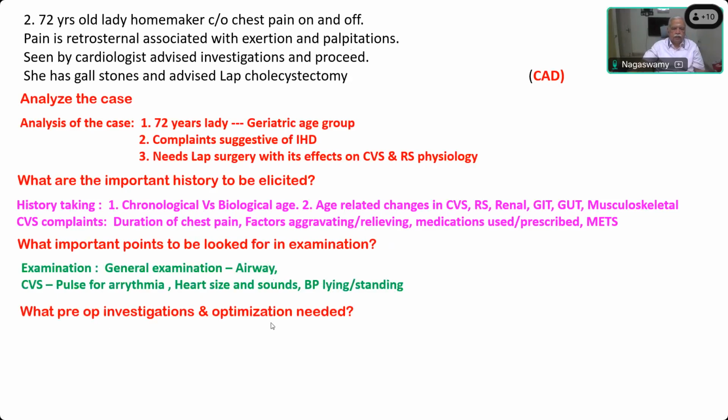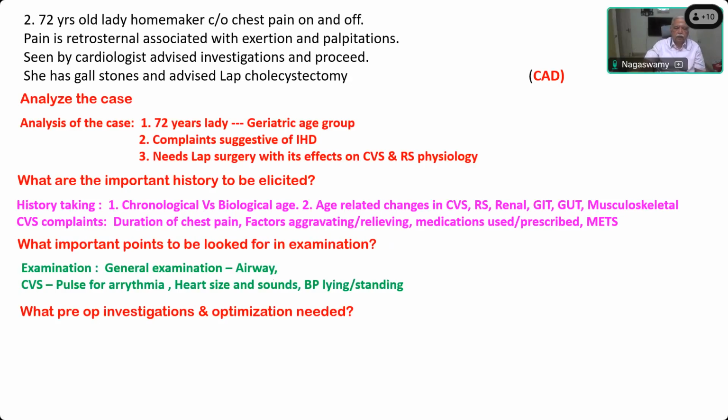What pre-op investigations and optimizations are needed in this case? First of all, a basic resting ECG, complete blood picture, and echo, sir. ECG, echo. And if ECG looks normal, but the patient complains of chest pain, then you have to do a stress echo.